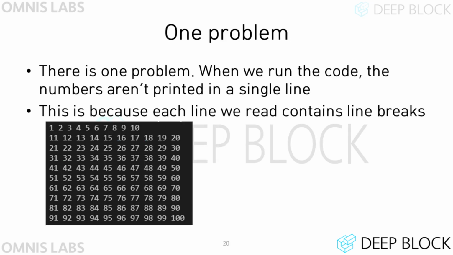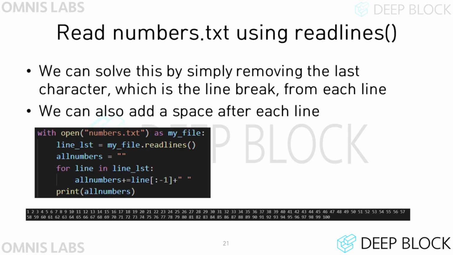However, there is one problem. Running the code doesn't print all the text in one line. This is because when each line is read using the readlines function, a newline character is appended to the text of each line. To solve this problem, when concatenating each line of text into the allNumbers string, we can concatenate all characters except for the last character of each element by using slicing.